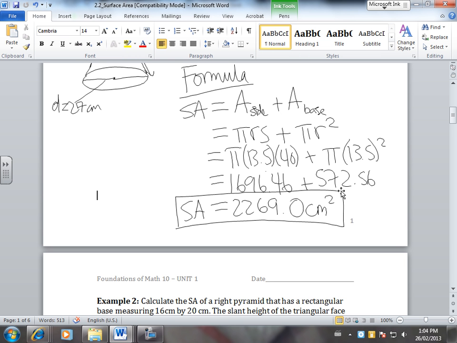Okay, and the squared belongs to the radius. So you do 13.5 squared, then multiply by pi.